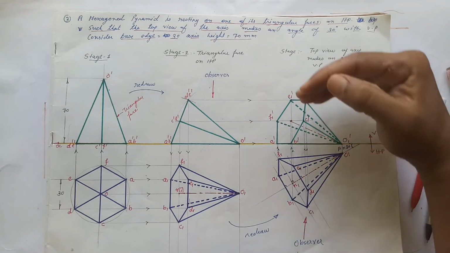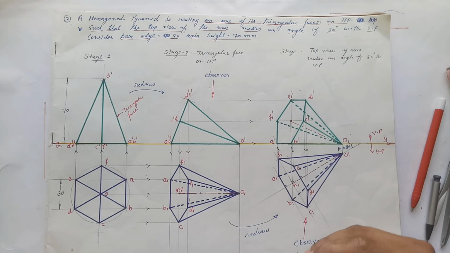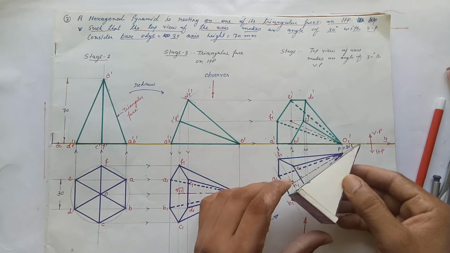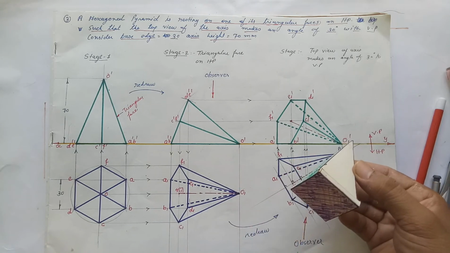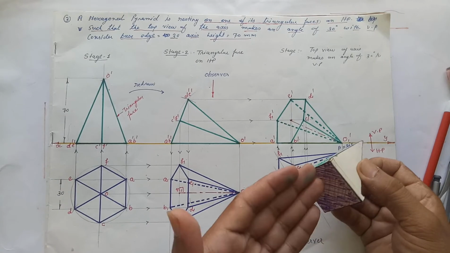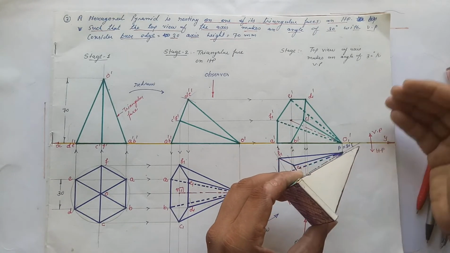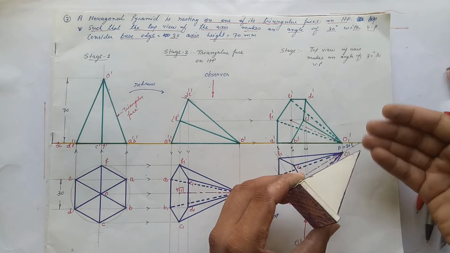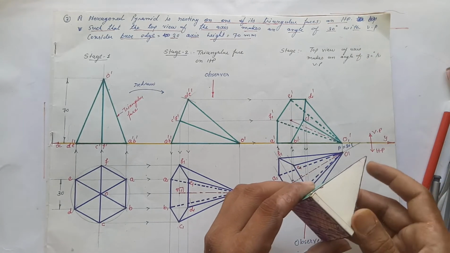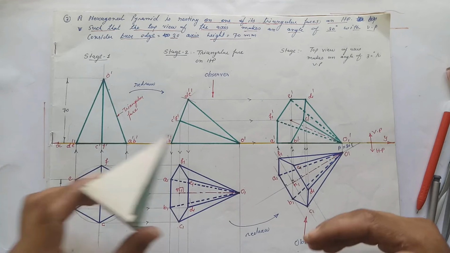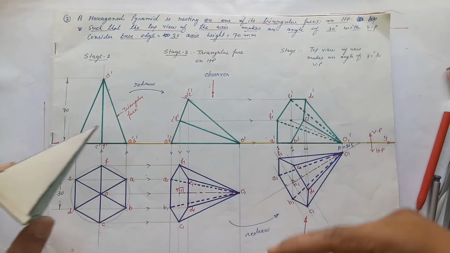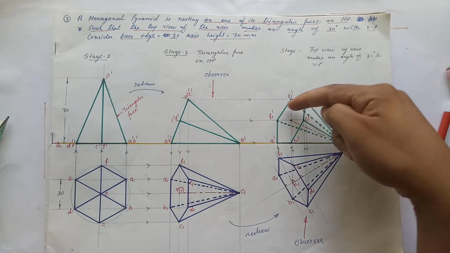Now elevation in the third stage. In this example, again we can say that right now the base is nearer to the observer, apex is nearer to VP. Base is nearer to the observer, apex is nearer to VP, or we can say that apex is away from the observer, base is nearer to the observer. So if base is nearer to the observer, in the elevation, base is going to be visible.